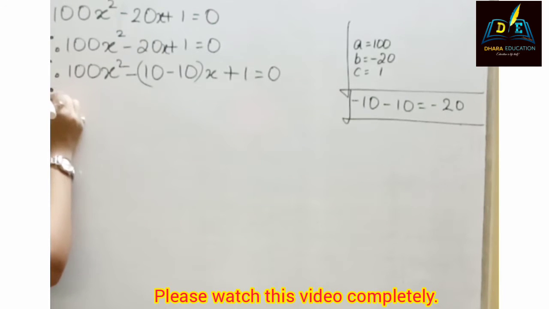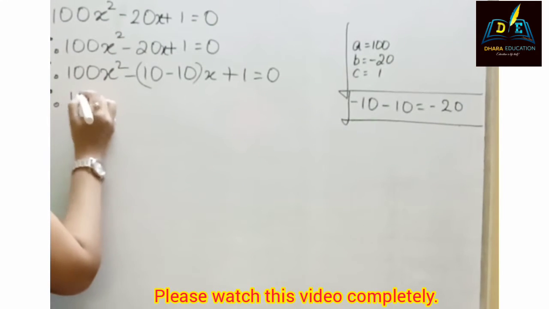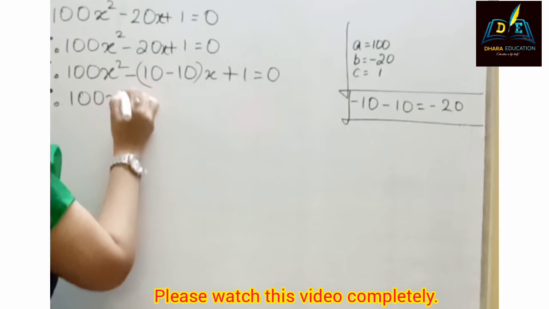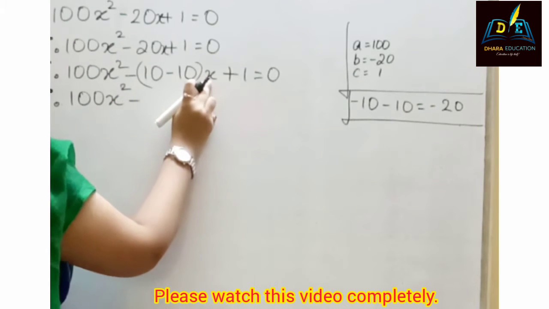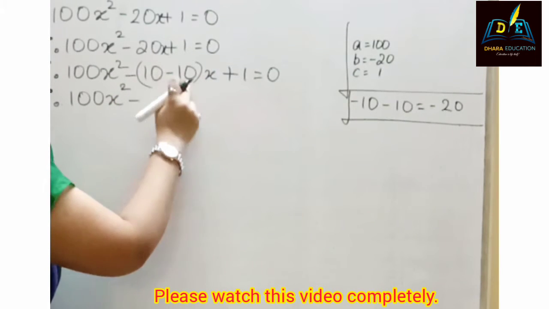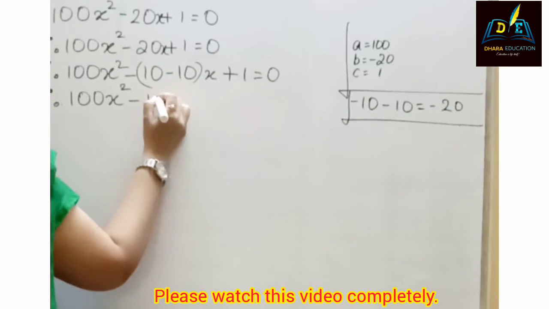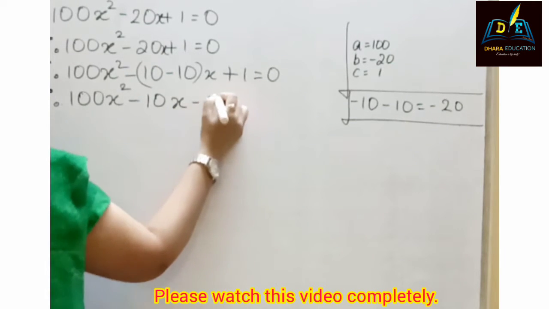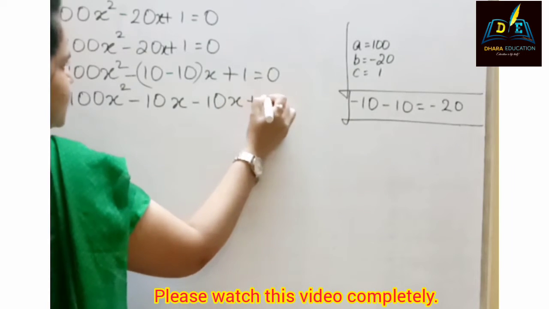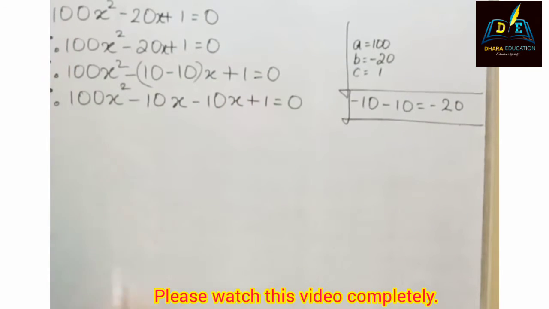So now students, 100x square minus, when we multiply x with this 10, what are we going to get? 10x minus 10x plus 1 is equal to 0.